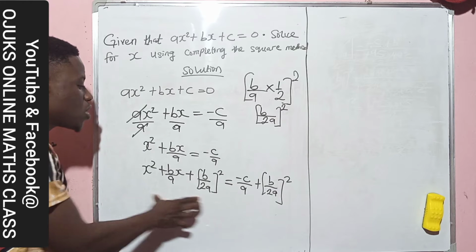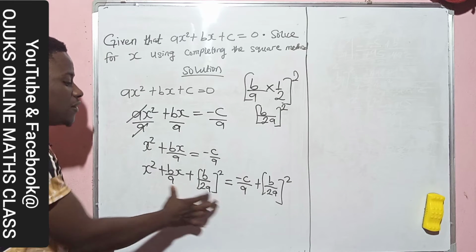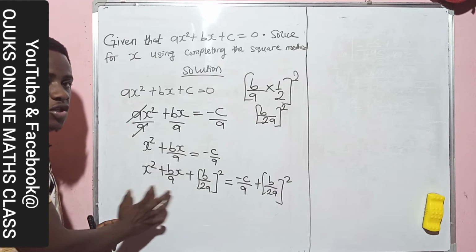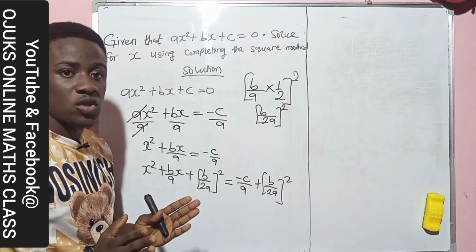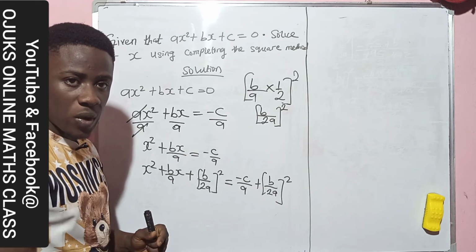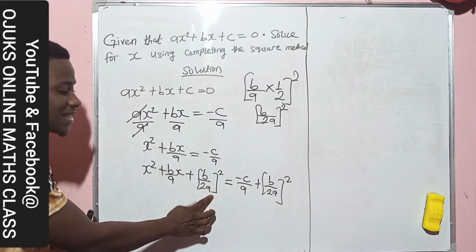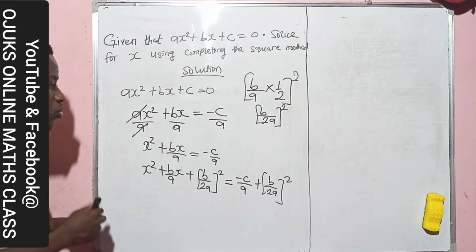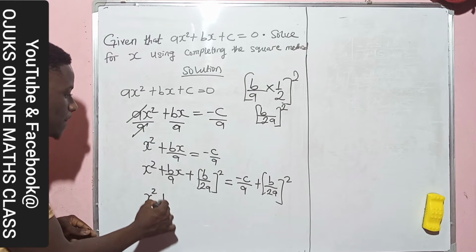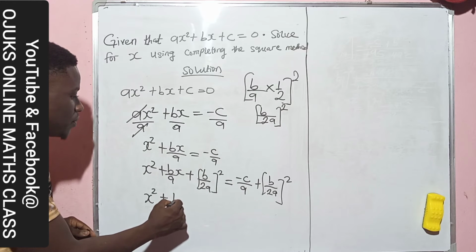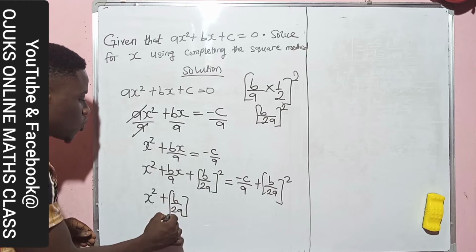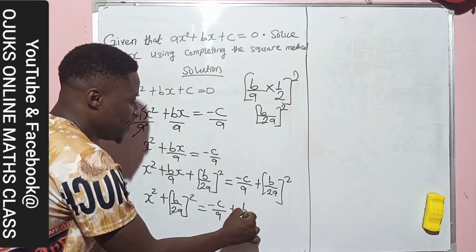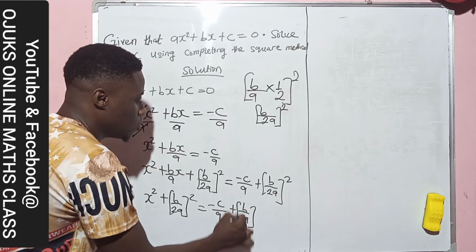What next? Now, when you observe the left hand side of this equation, you strongly concur that we have two perfect squares there. So what we have to do next is what? Collect the perfect squares. When we do that, we have this and this as the two perfect squares in question. Then we have to collect the two perfect squares. When we do that, we have x squared plus, and this is the perfect square as well, b over 2a all squared, equals minus c over a plus b over 2a all squared.